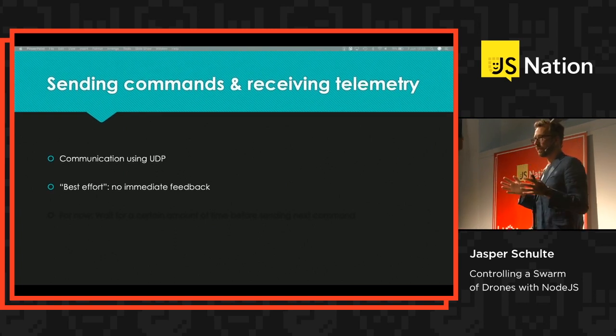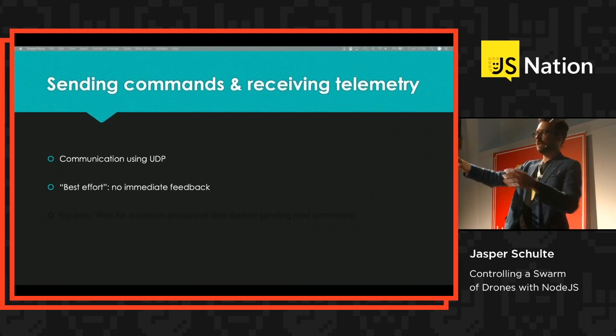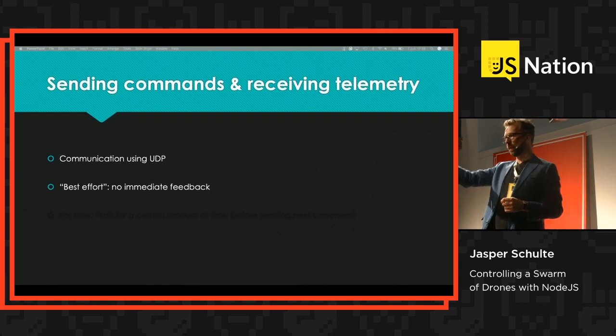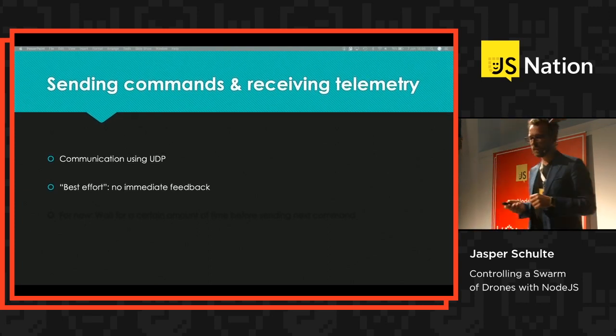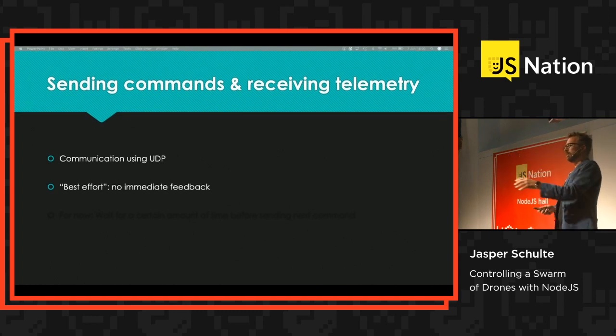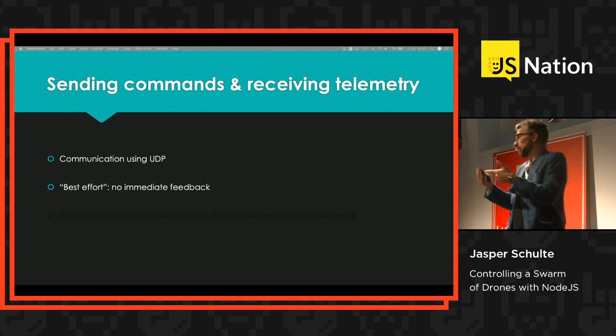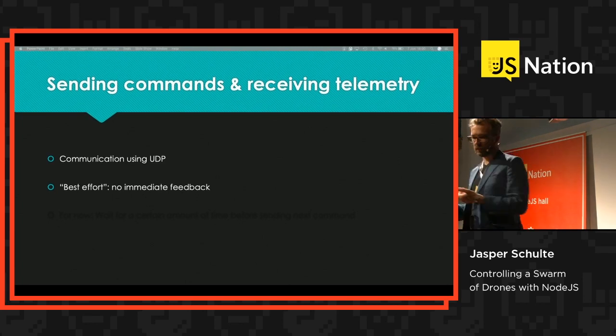Probably most of you know what this means, but it's a best effort protocol, so you don't get any feedback. With TCP, you send a message and you get something back. With UDP, it's just a one-way street, you send a message. You can receive messages, but they're not necessarily linked to each other. So that means you send a message and by default, you don't exactly know whether it arrived, whether the drone actually received the message, and whether the command was interpreted successfully, and whether it was executed successfully.